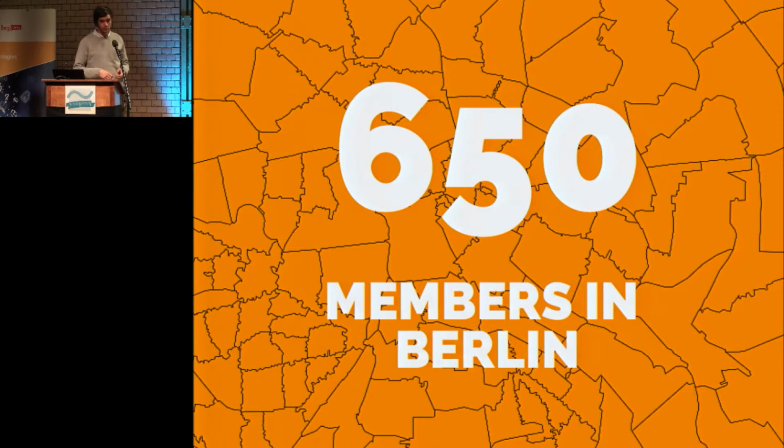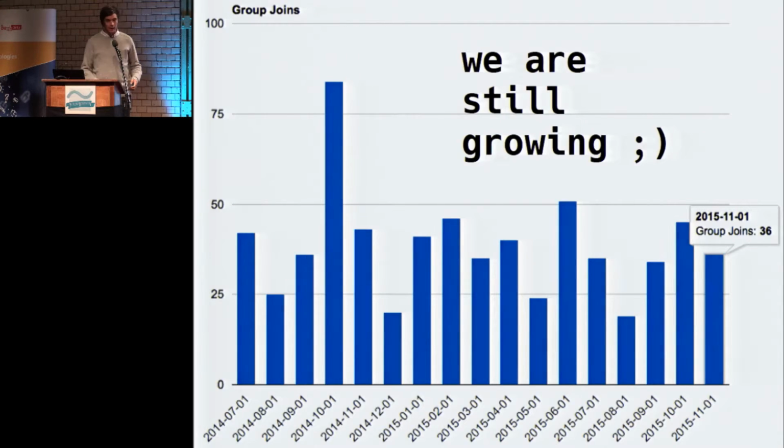So in Berlin we already have 650 members in our meetup group, so it's a pretty big community. We grew in one year, so we're quite proud of this, and there are more and more people coming. As you see here, we have roughly between 30 and 50 people joining each month. So we will probably surely have 1,000 people maybe.